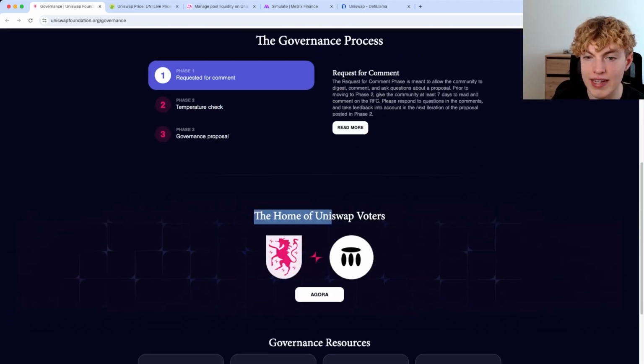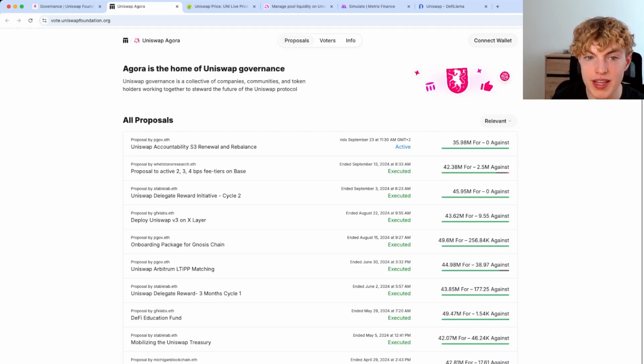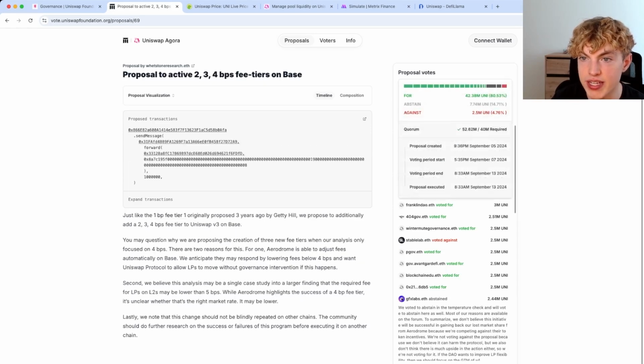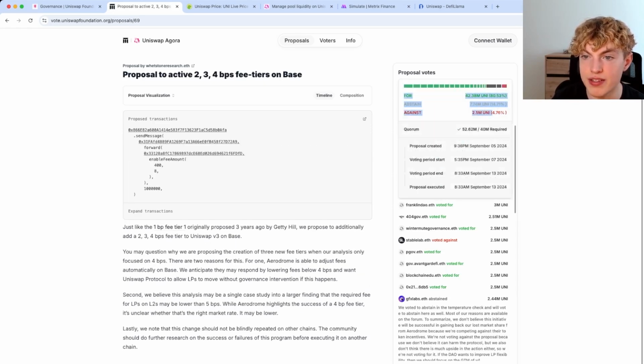If you scroll down here, it says the home of Uniswap voters, Agora. Click on it, opens this website. You can see there's a proposal to activate 2, 3, 4 BPS fee tiers on Base, and they went ahead and executed that. You can see many people were for it, and not too many people were against it. 4.76 were against it. So this is really cool.